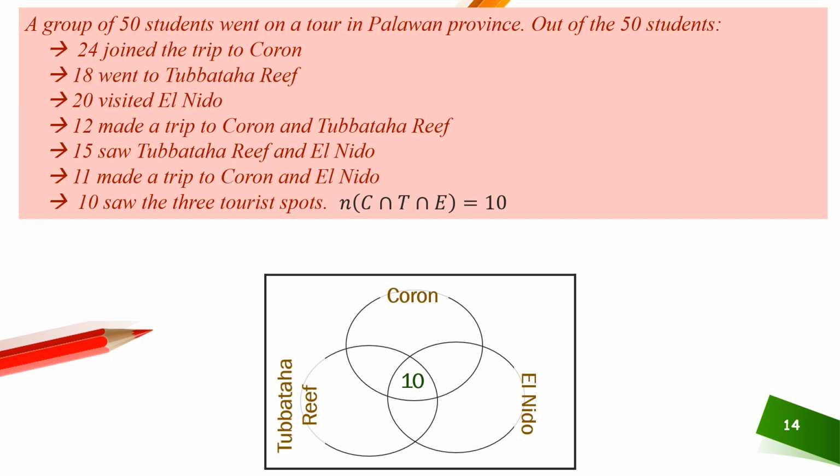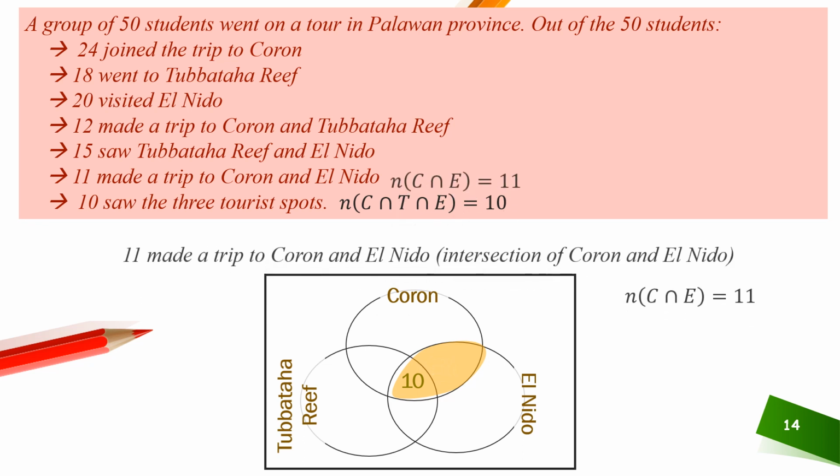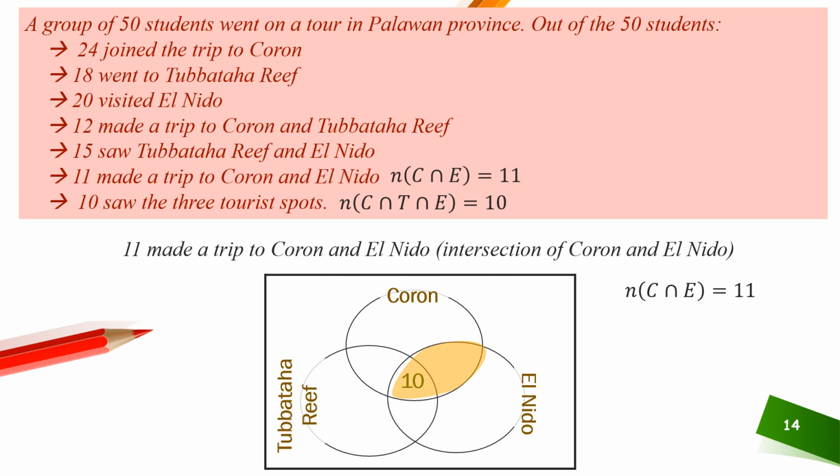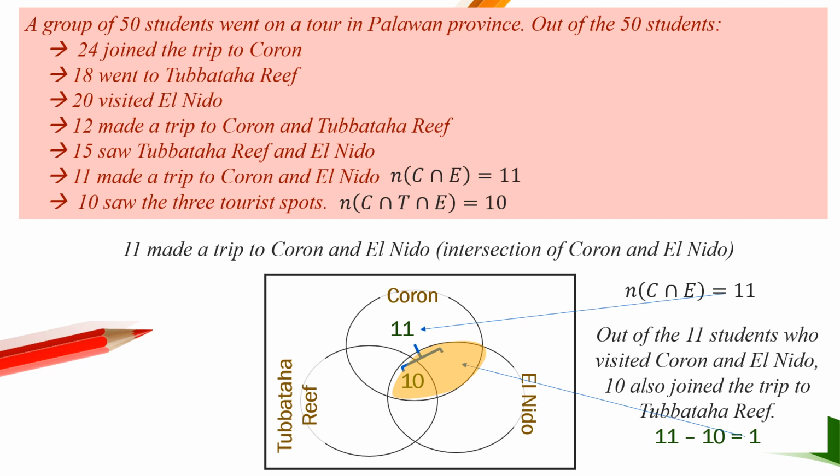Sunod naman natin ilagay ang intersections ng 2 sets. So magsimula tayo. 11 made a trip to Coron and El Nido. That means C intersection E. So there are 11 students who made a trip to Coron and El Nido. But 10 also joined the trip to Tubataha Reef. So ilan na lang ang kulang? 1. Therefore, 1 made a trip to Coron and El Nido only.